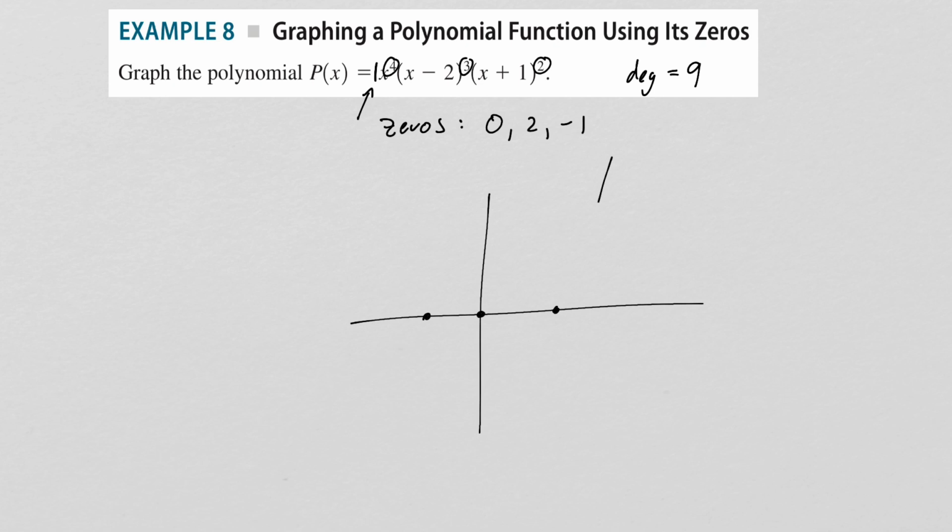So we know the end behavior is going to be up on this side and down on this side. So now the only question is, how does it behave at the zeros? Well, we have even multiplicity here, and we have even multiplicity here. So that's at 0 and at negative 1. So for both of those, it's going to be just a touch type of x-intercept.